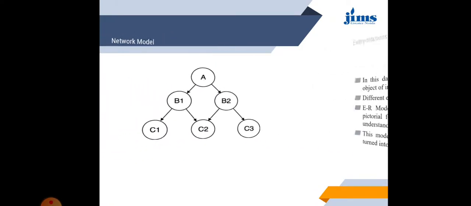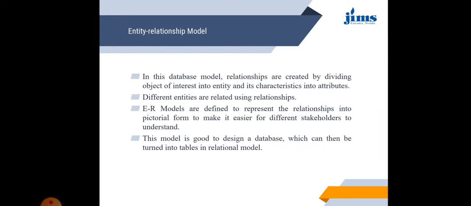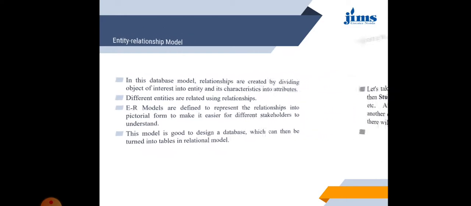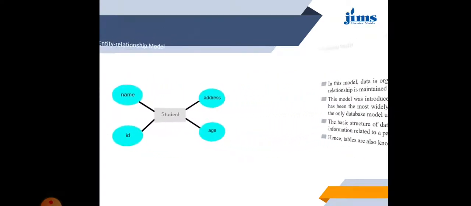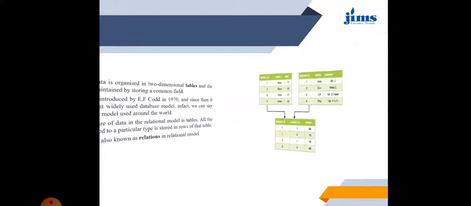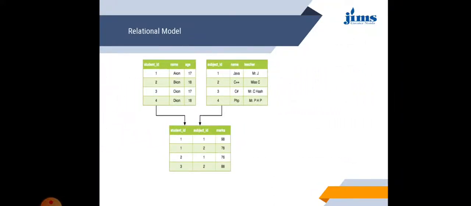And the other one is the entity relationship model, in which we are defining entities and attributes, and we are making a relationship between these entities and attributes. And the last one is the relational model, in which we are making relations. With the help of that, we can link two tables in a single database. So that is the most important model which is used in today's world.